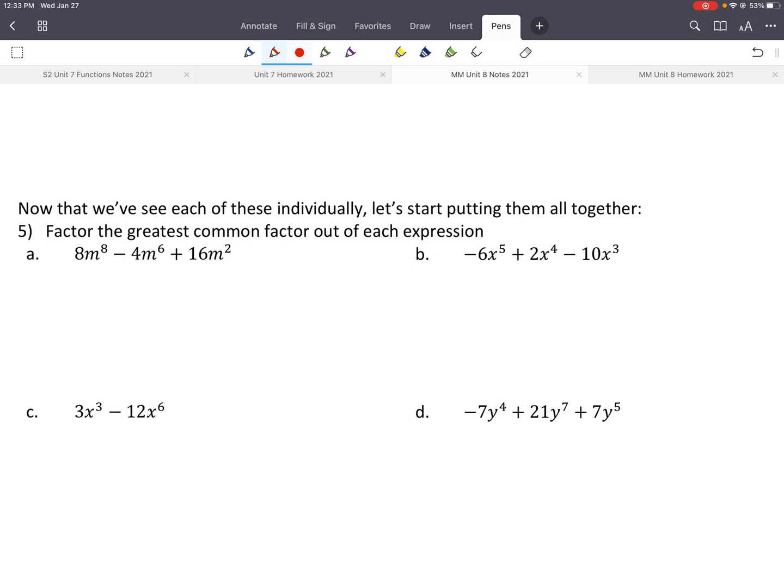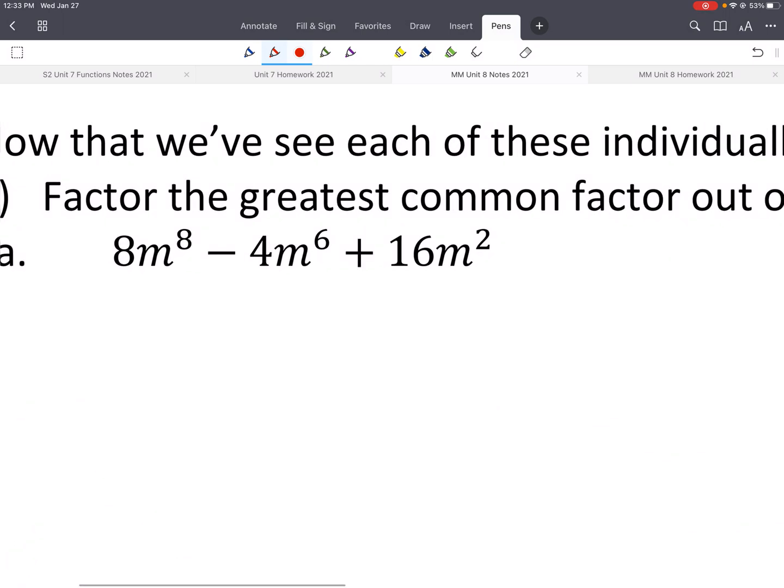Make sure it's in standard form first. So this is in standard form. We have our 8, and then a 6, and then a 2. So standard form, check. And now we want to say, what's the greatest common factor for the numbers? So what can we divide 8, 4, and 16 by? Well, that would be a 4.